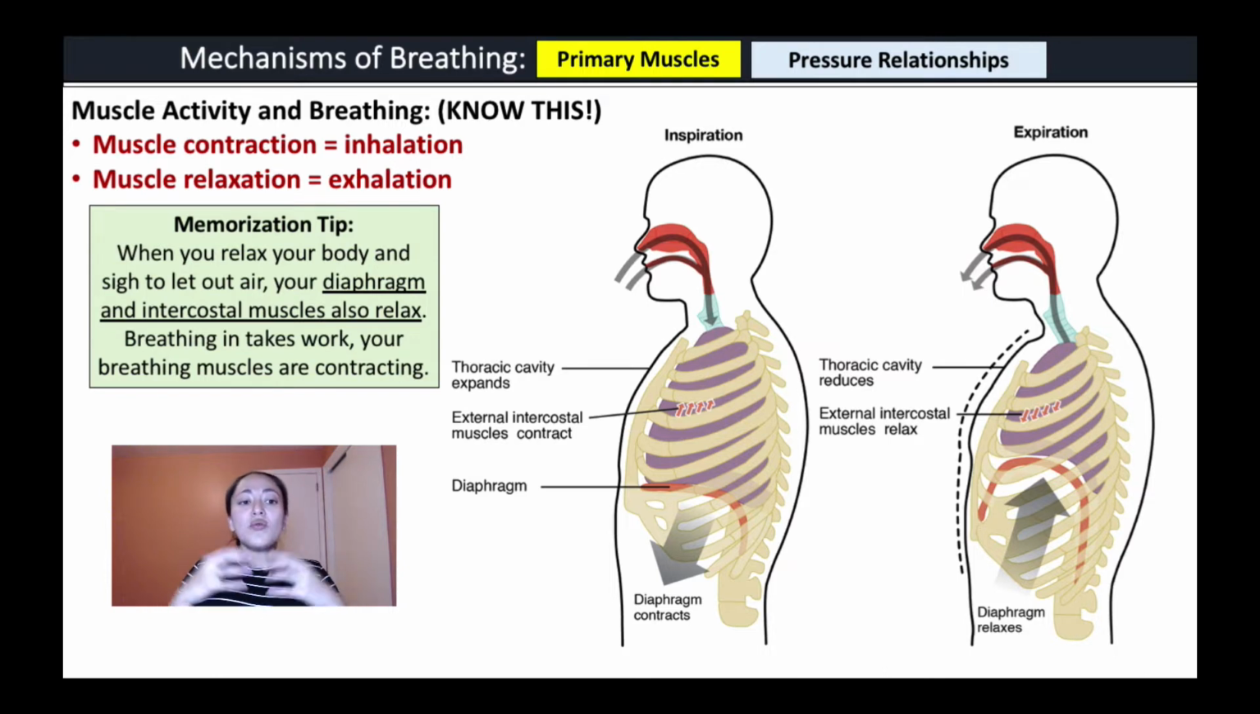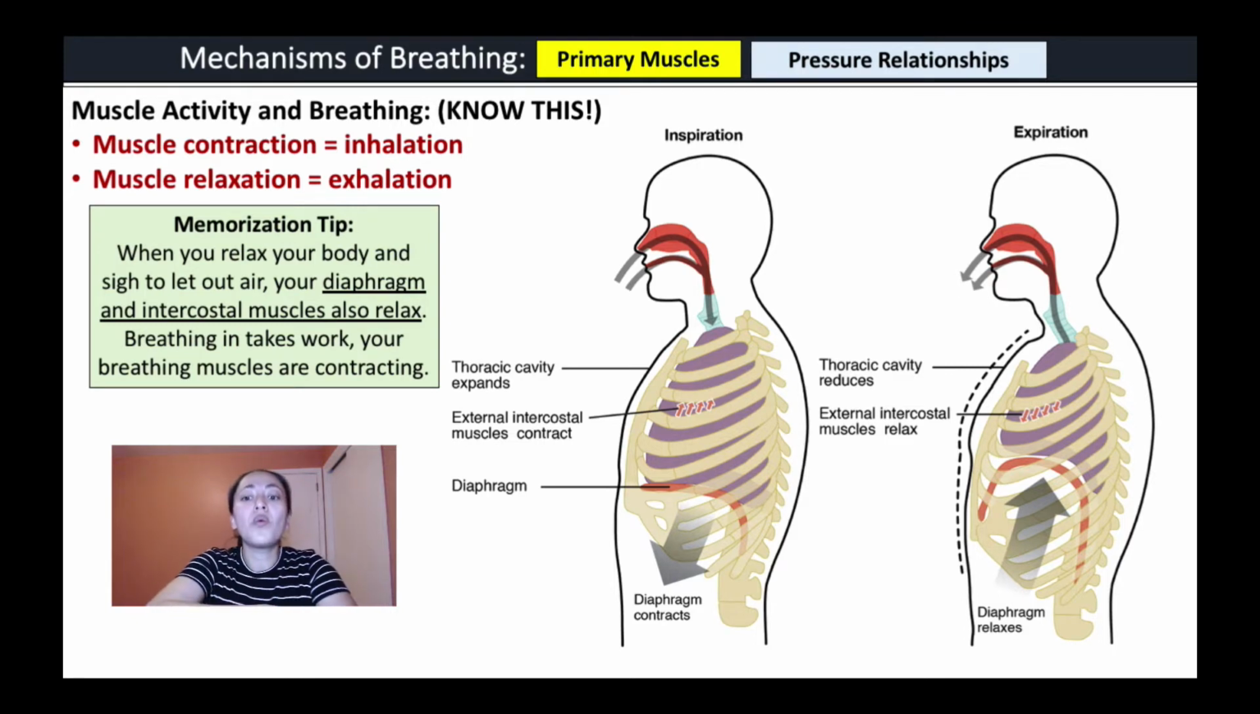One thing that you definitely want to know is whether the primary muscles, meaning the diaphragm and the intercostal muscles, are contracting or relaxing to allow you to breathe in or out. The way I like to think about this is, first off, you have to remember that when a muscle contracts, it gets shorter.